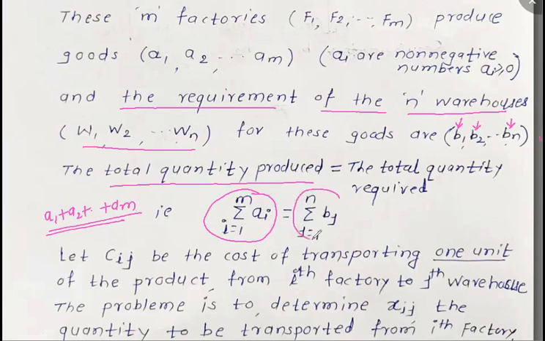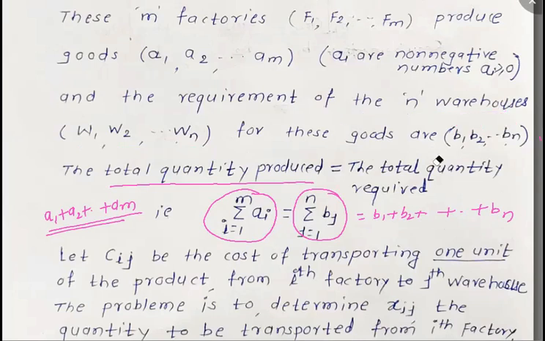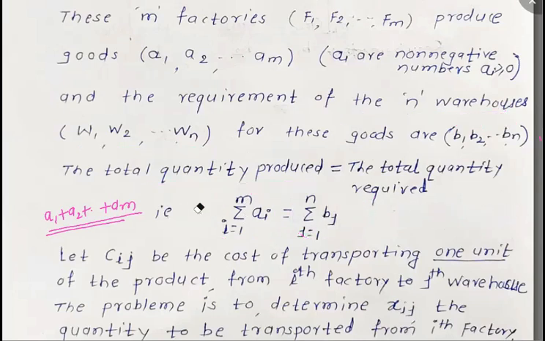And summation Bj, j equal to 1 to N, that is B1 plus B2 plus B3 and so on. Now B1 is the requirement at the warehouse W1, B2 is the requirement at the warehouse W2, Bn is the requirement at the warehouse Wn. So this is the total quantity required. So total quantity produced is equal to total quantity required. So we assume that total quantity produced is the same as total quantity required.